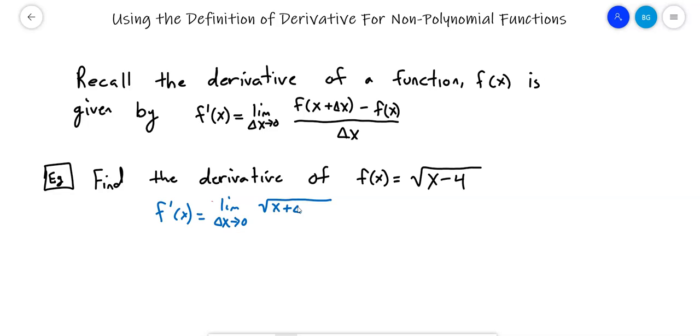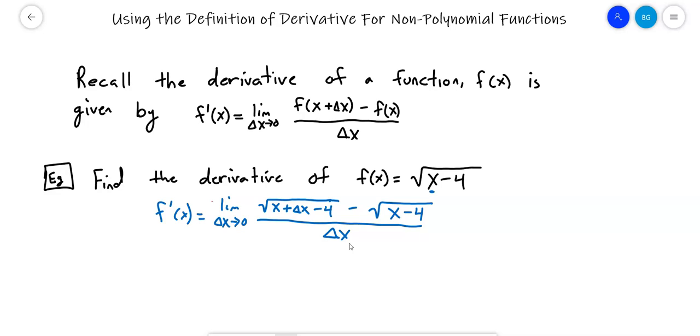So let's see here. If I use this formula, I have f of x plus delta x. So I'm going to plug in x plus delta x for x. Okay, so it's going to look like that, minus the original function, all over delta x.